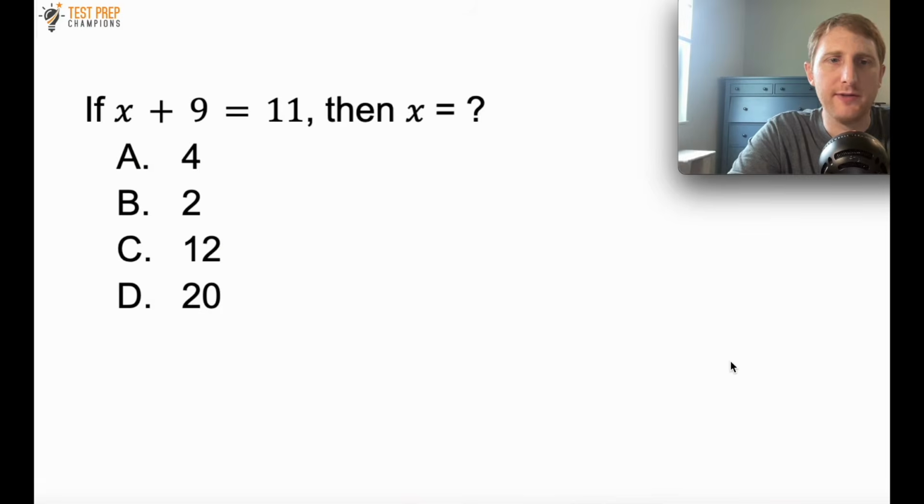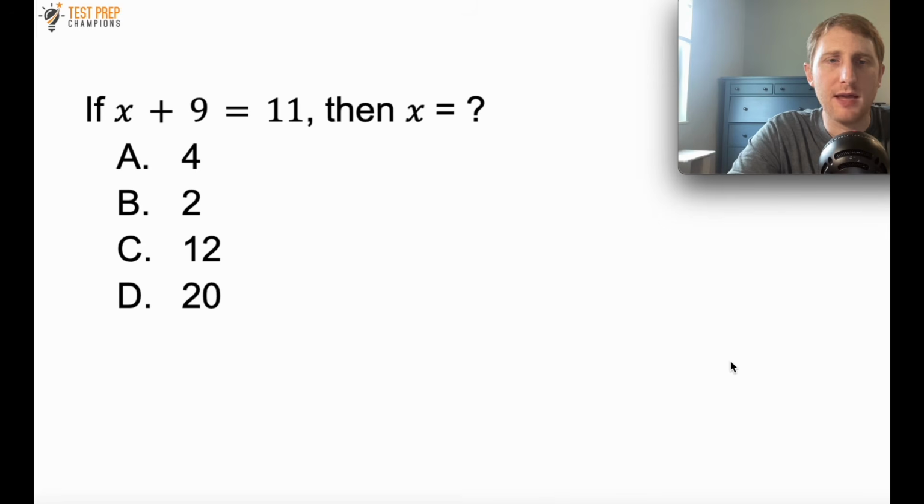So let's start off with a basic example here. It says if x plus 9 equals 11, then x equals what? Is it A, B, C, or D? So let me give you a chance now if you'd like to pause the video, try to figure this out, take all the time you need, and then whenever you're ready, just unpause the video and we'll talk about it.